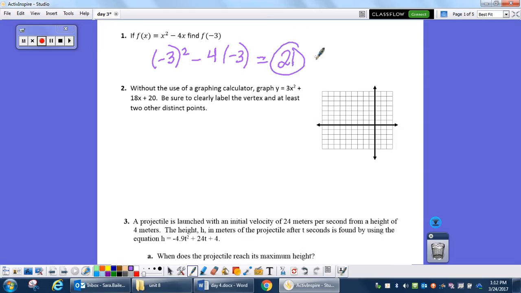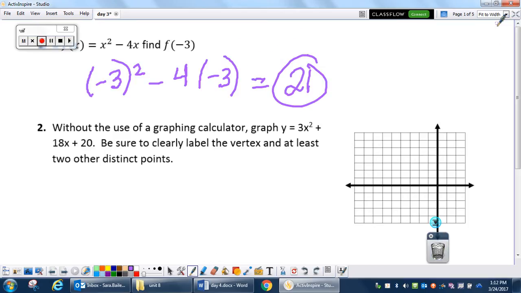Okay? Right, and then number 2 says, without the use of a calculator, graph y equals 3x squared plus 18x plus 20. Be sure to clearly label the vertex, so that's 1 point, and 2 other points we're going to find. So your vertex formula is, to get the x coordinate, you have to do the opposite of b, divided by, please make sure you put the whole thing in parentheses on the bottom.